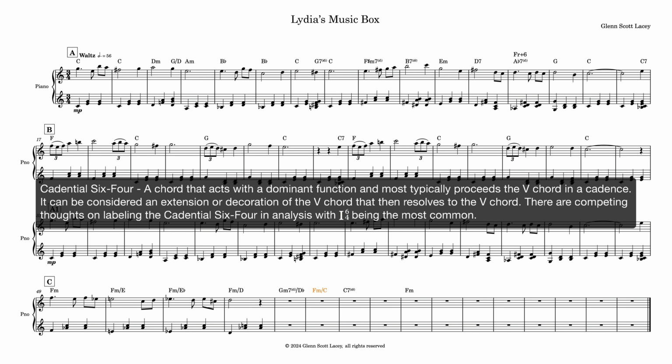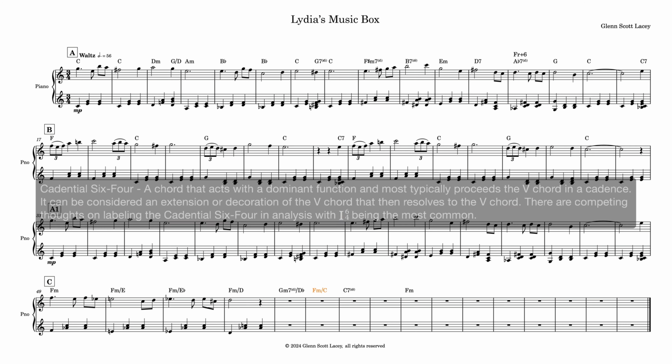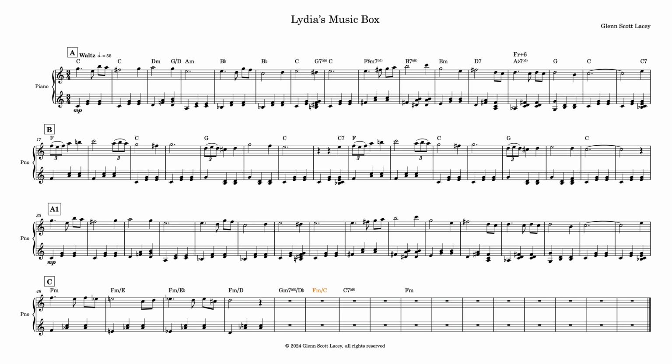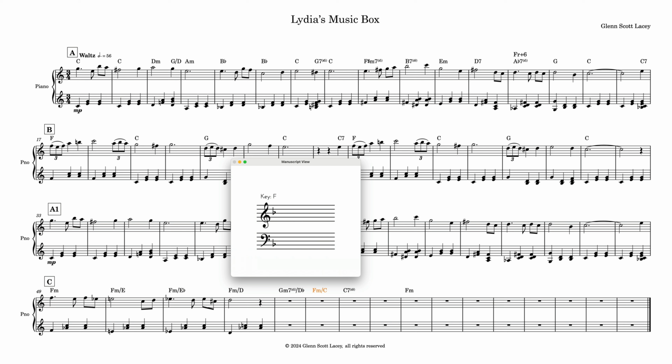Now, the full name of this cadential 6/4 chord is a cadential 6/4-5-3. But often the shorthand of just cadential 6/4 is used. What that 5/3 is telling you is how the chord resolves. So the 6/4 portion of our cadential 6/4-5-3 would be the F minor over C.